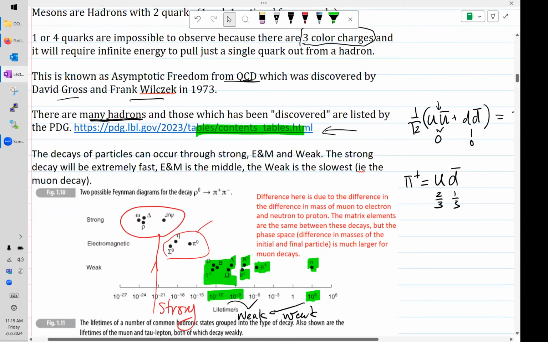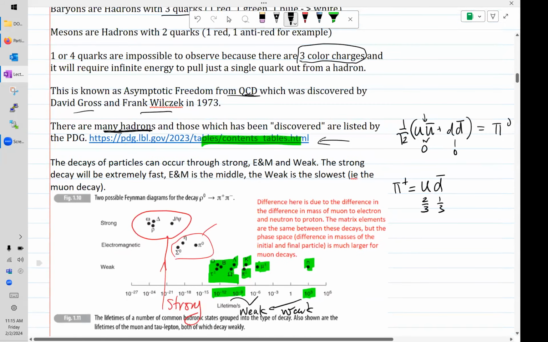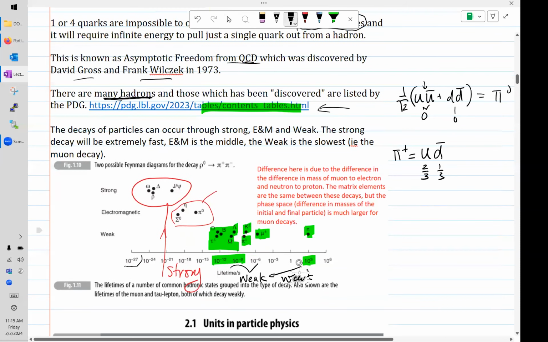Don't worry too much about the details, but the general idea is that there are different decays: weak decays tend to take a long time, electromagnetic is intermediate, and strong decays are usually the fastest. Look at this time scale. It's more important to see this time scale. There are decays that happen in 10 to the minus 24 seconds, so you never actually see them.